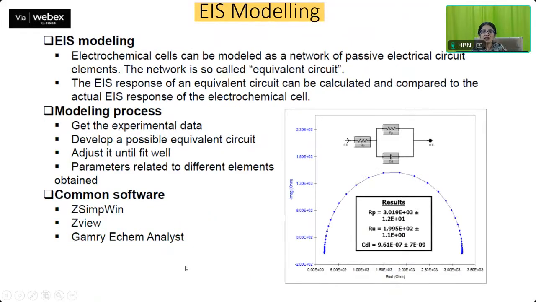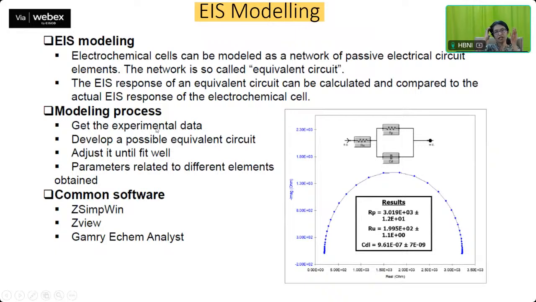So now you come to EIS modeling. Electrochemical cells can be modeled as a network of passive electrical circuit elements. The network is called the equivalent circuit. The EIS response of an equivalent circuit can be calculated and compared to the actual EIS response of the electrochemical cell. So how can you do this modeling?